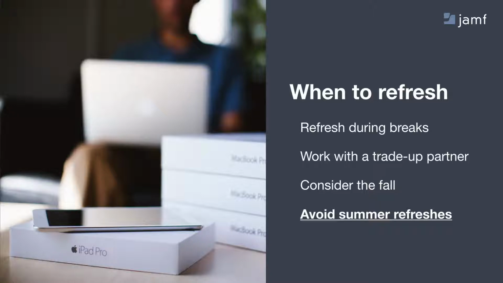Another consideration is looking at the fall time frame. So with summer being a challenge with the flooded market, take a look at fall. And although it seems like an off time to refresh your equipment, even with students in-house, with the deployment programs that exist and using Jamf as an MDM with zero-touch deployment, there are really a ton of options available for you.